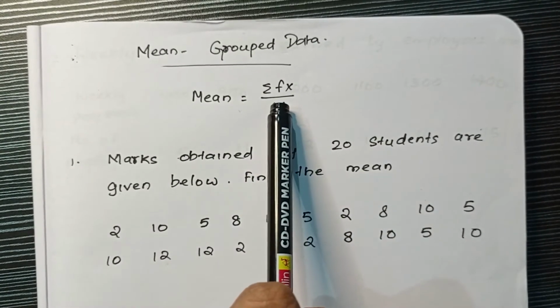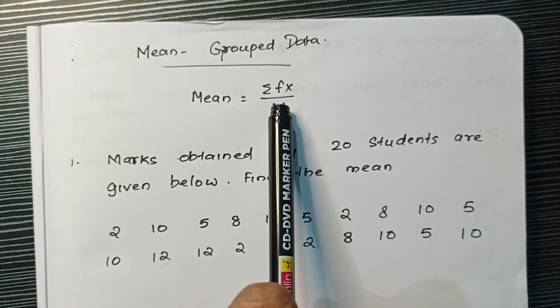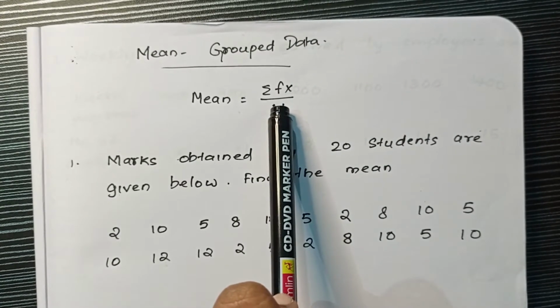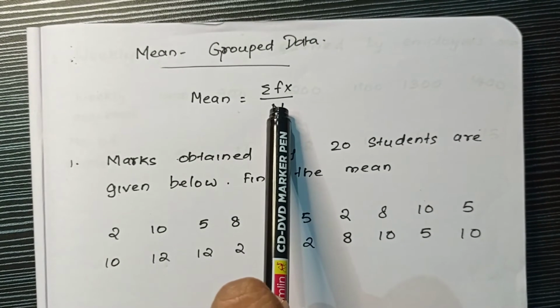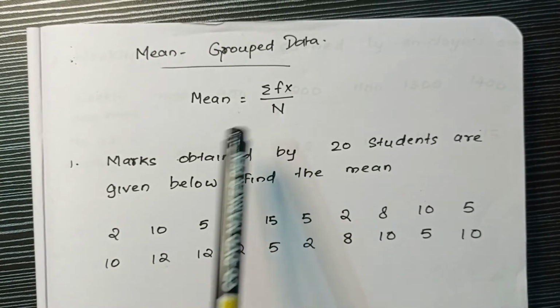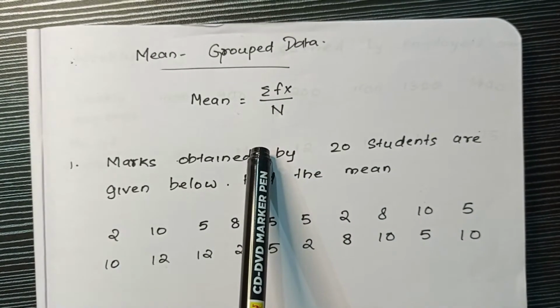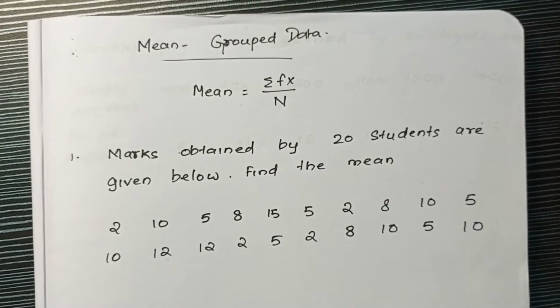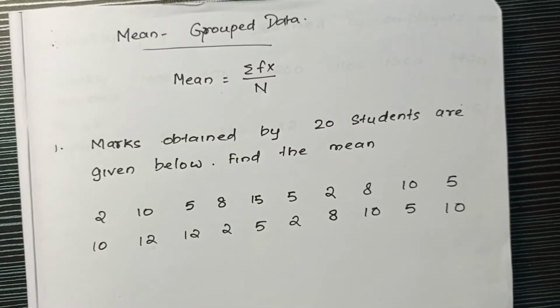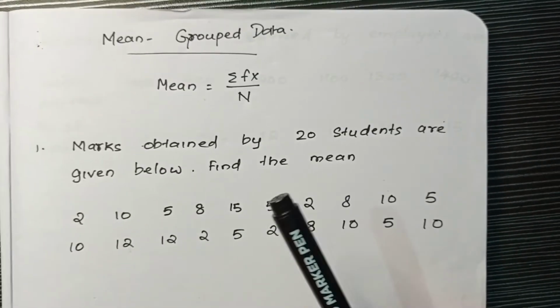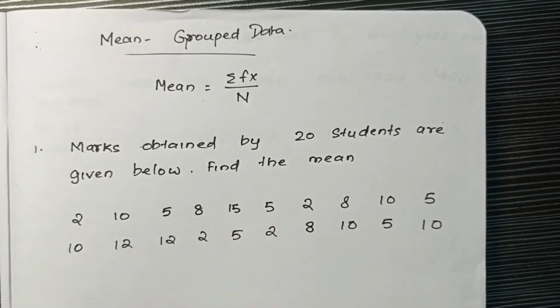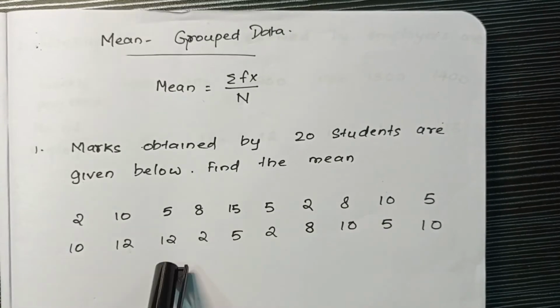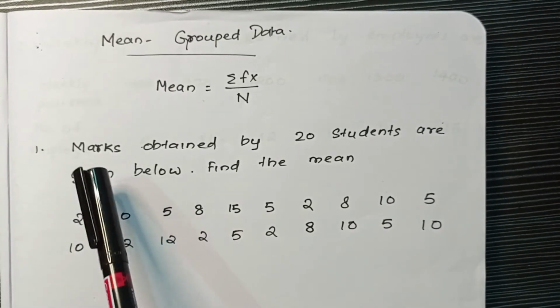f is the frequency. Frequency in this scenario means the number of times an event is repeating, a recurring event. x means the variables, and n here means the total of frequency. It is not the number of items; here it means the total of frequency. So without much further ado, let's move on to today's problem.